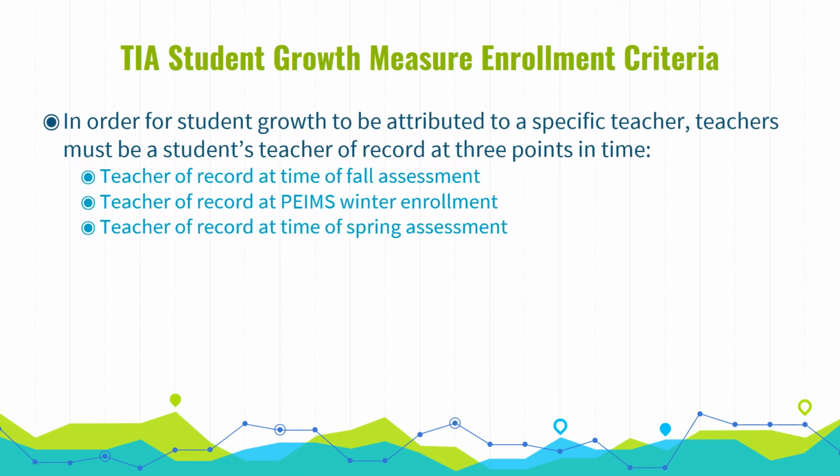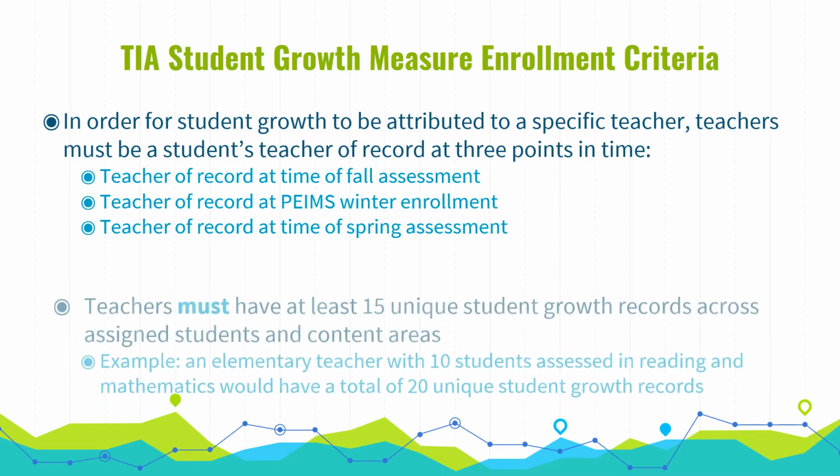For the purposes of TIA, students must meet enrollment criteria in order to be considered in a teacher's TIA student growth score. First, the student must be assigned to the teacher's class at the time of the fall assessment. Next, the student must be assigned to the teacher's class at the PEIMS winter enrollment period, that is, the end of January. And finally, the student must be assigned to the teacher's class at the time of the spring assessment. It's going to be critical that teacher rosters are verified throughout the school year for accuracy.